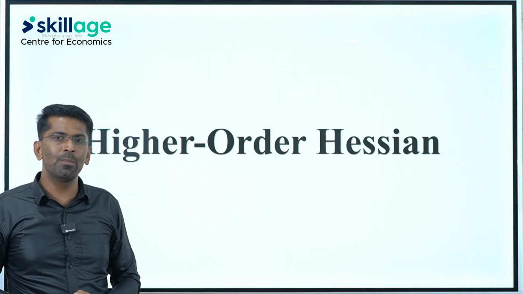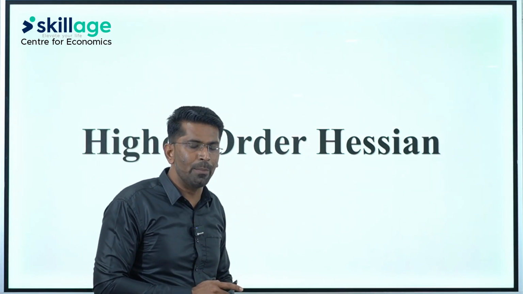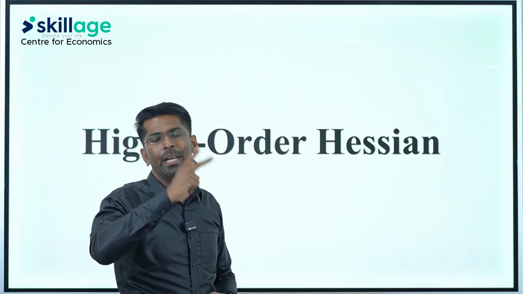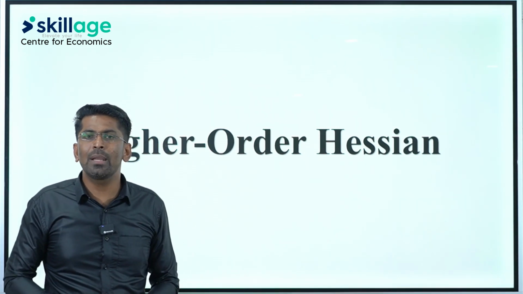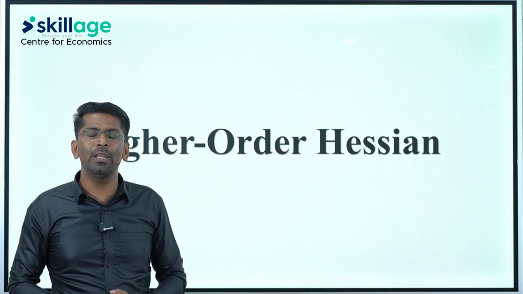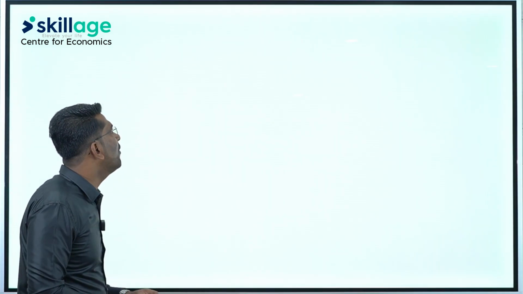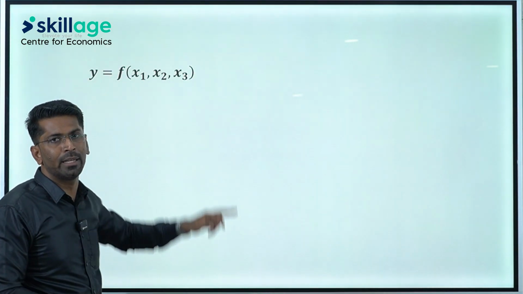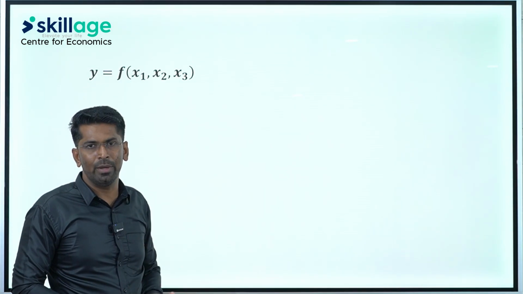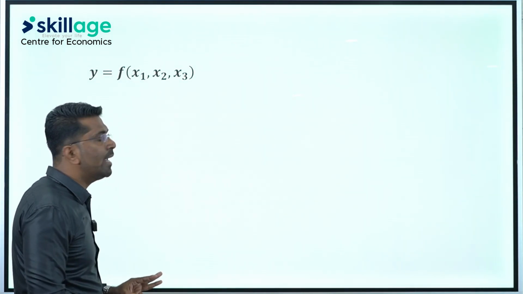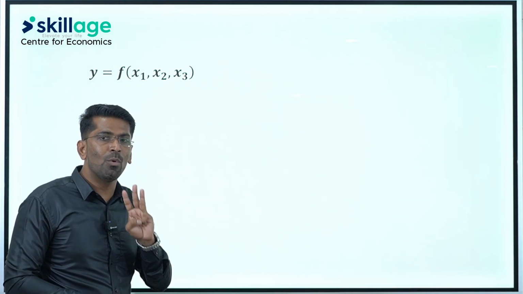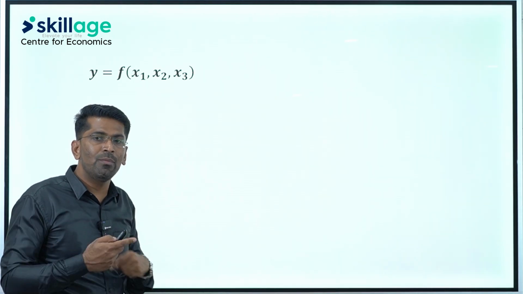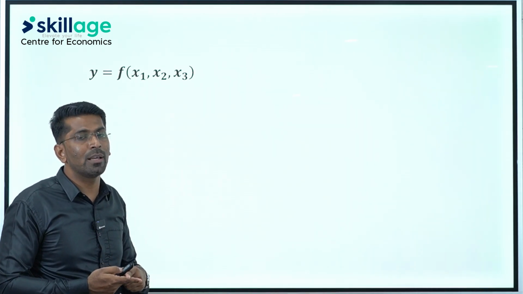Z is the dependent variable, x and y are the independent variables. We have only two independent variables. What happens if we have more than two independent variables? For example, if we have a function y equal to a function of x1, x2, x3, we have three independent variables. In this case, if we have more than two independent variables, then we are going to apply the higher order determinant.